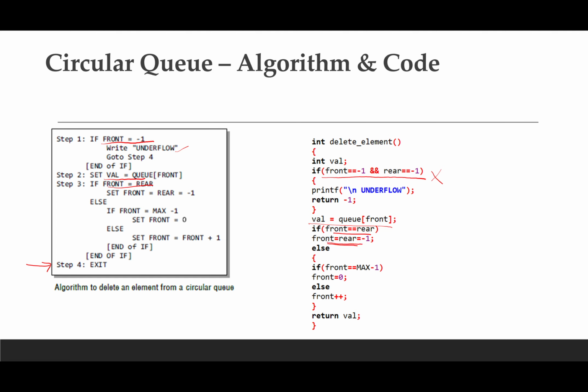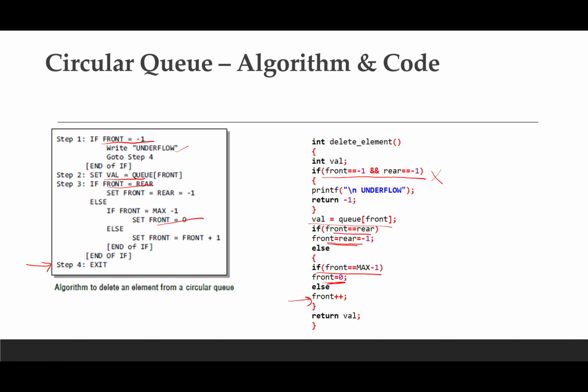Suppose this condition is also false, we have to check the condition front is equal to max minus 1. So the front position is at the maximum position. If this condition is true, we change the position of the front to 0. Suppose this condition is also false, we have to increment the value of the front and return the value.